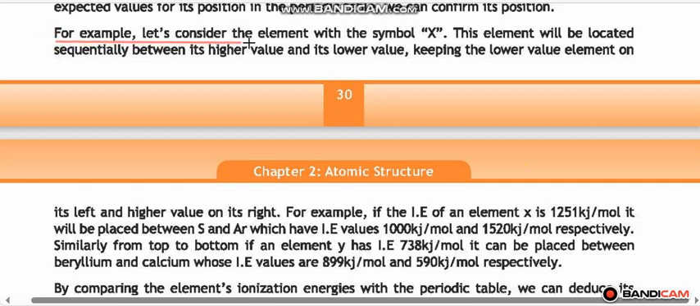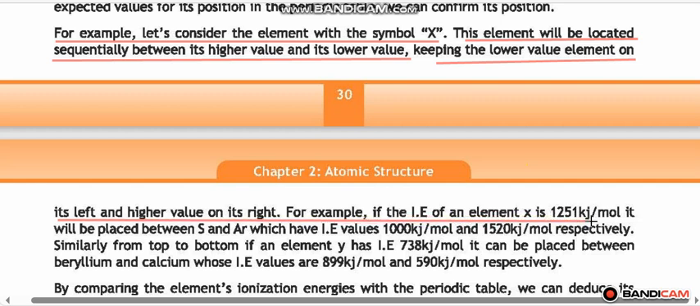For example, let's consider the element with symbol X. This element will be located between its higher value and its lower value, keeping the lower value element on its left hand side and the higher value on its right hand side. For example, if the ionization energy of an element is 1251 kilojoule per mole, it will be placed between sulfur and argon, which have ionization energy values of 1000 kilojoule and 1520 kilojoule per mole respectively.